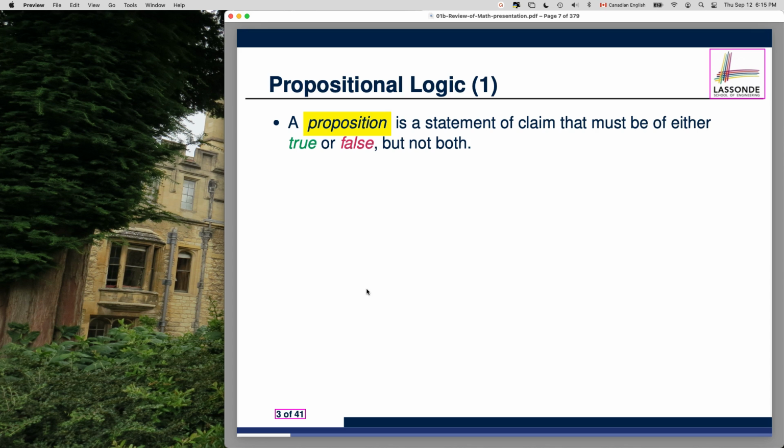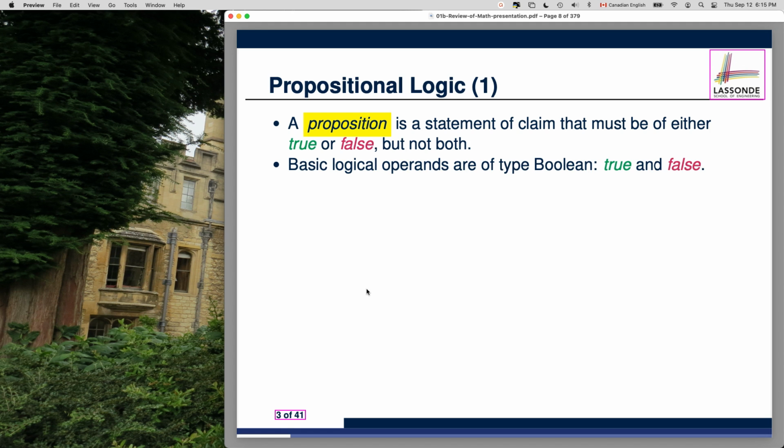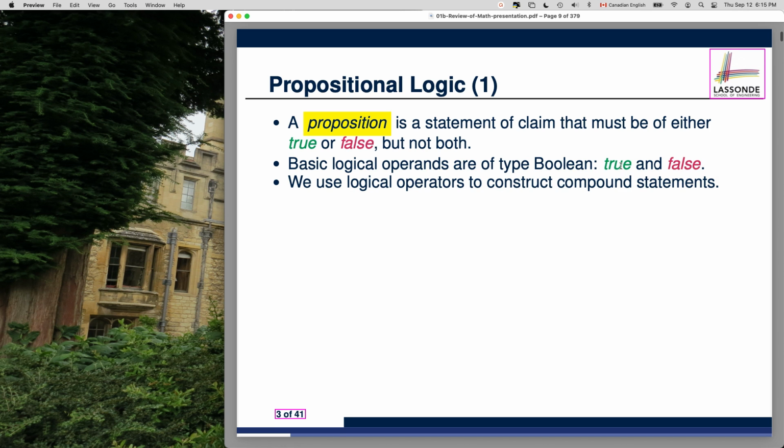Okay, a proposition is basically something that can be either true or false, easy. That's why we have some truth tables for you to understand and remember. And we have logical operands for the proposition, which would be either true or false, right? You can manipulate the true and false in the proposition. And we use logical operators to build complex expressions in propositions.